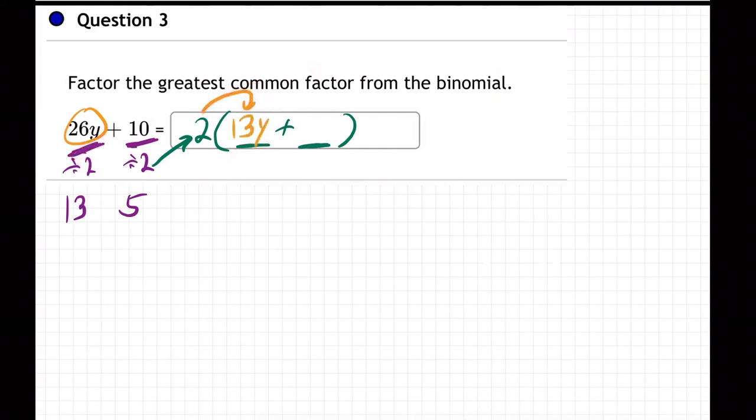Well, 13y, huh? 2 times 13y is 26y. And 2 times what would go back to 10? 2 times 5. And we're done. What did we do? This right here is the factorization.